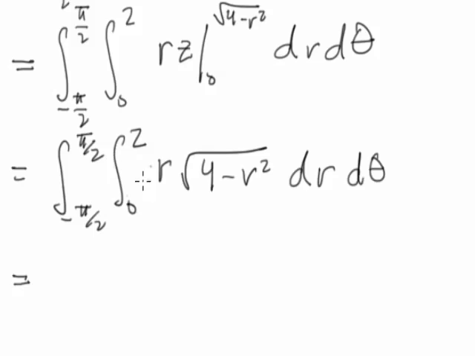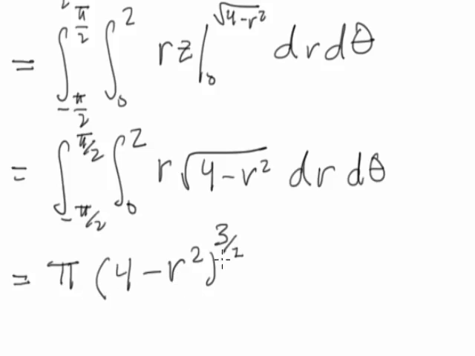Because now our bounds are constant and this is just an integral in terms of r, the antiderivative with respect to theta can be separated out, and since it's a constant function of theta, this is just going to contribute pi over 2 minus negative pi over 2, which is simply pi. So the antiderivative of this function is going to be (4 minus r squared) to the 3 halves, and we just have to account for some constant.